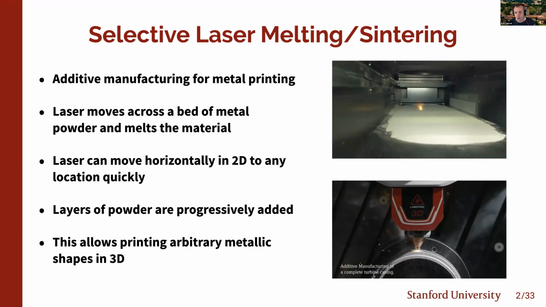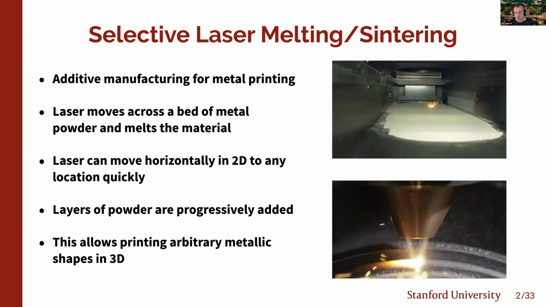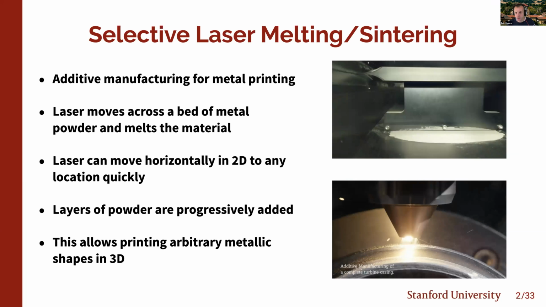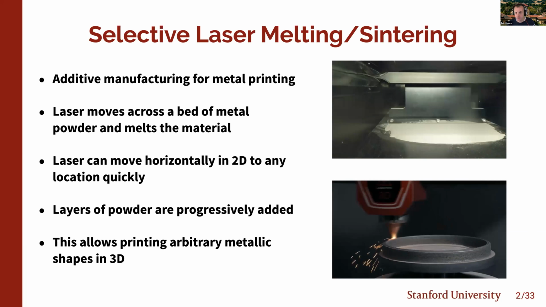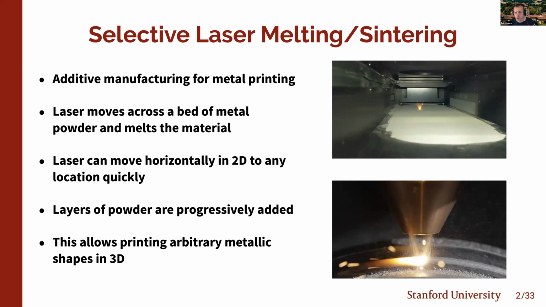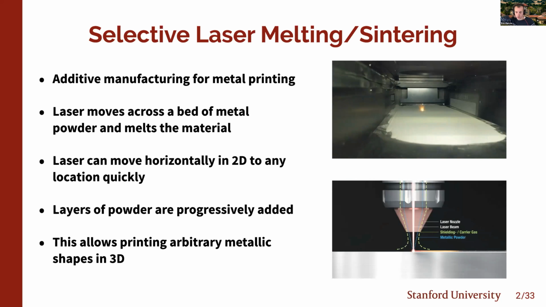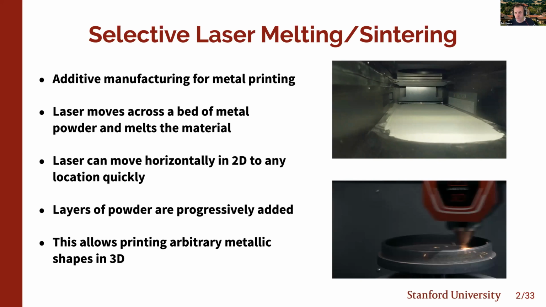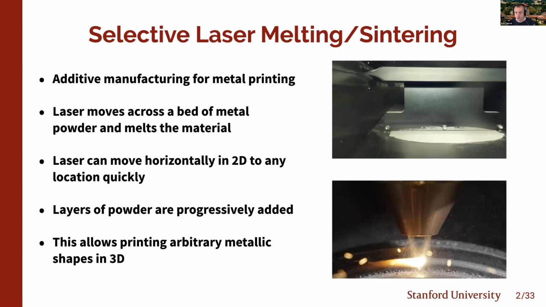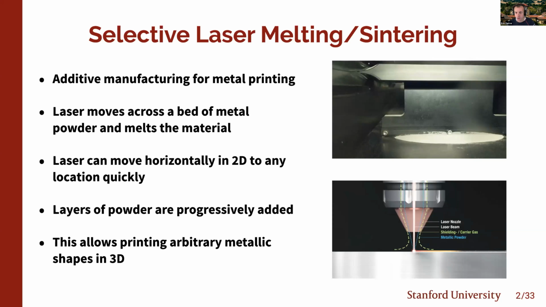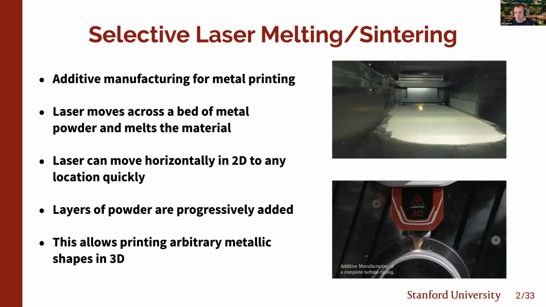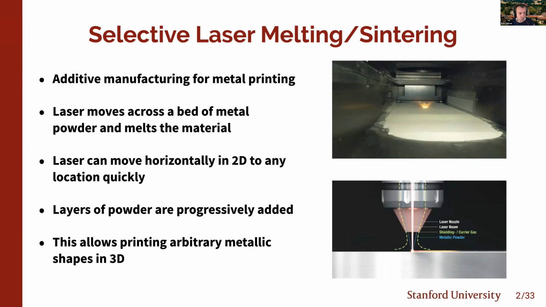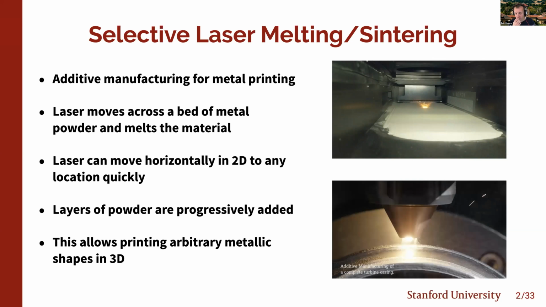You have a bed of metal powder. There's a device that deposits a very thin layer, and then you have a laser that can move in the XY plane above the metal powder, and the laser is able to melt or sinter the metal beads. The laser can move at more or less arbitrary locations in this 2D plane, so you can shine the laser at any location you want and melt the metal. You do this layer by layer, and with this process, you can build pretty much any 3D shape that you want. This is a very powerful technique.